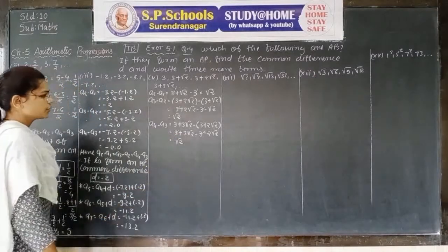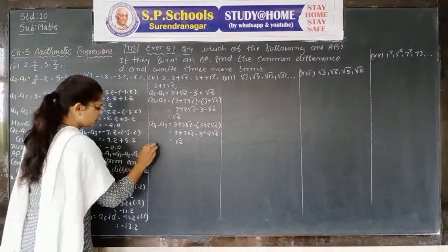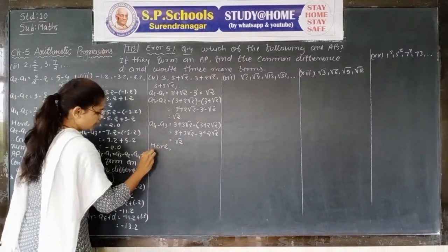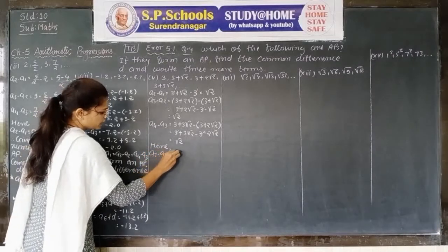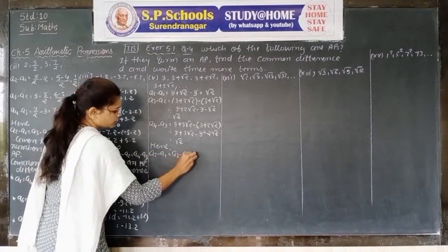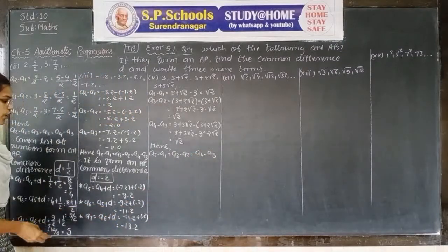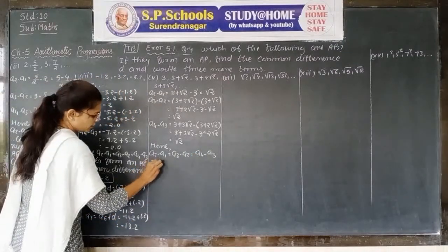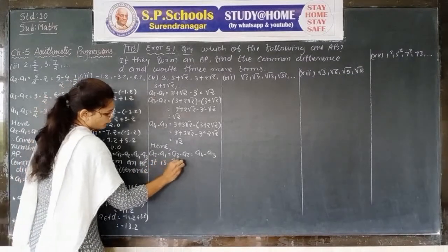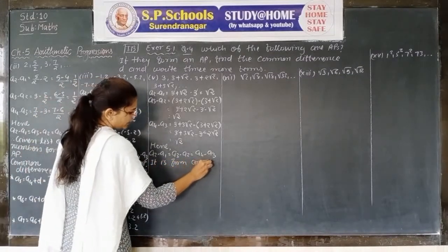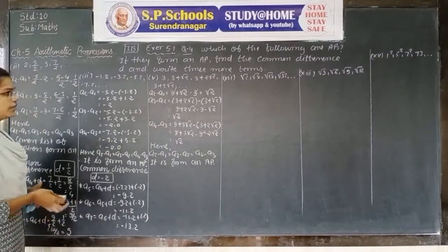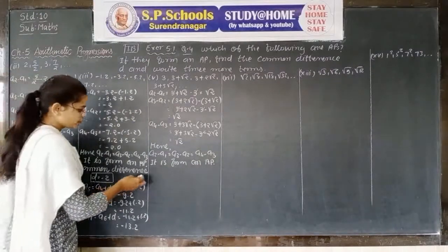Here the differences between the consecutive terms are equal. Here a2 minus a1 is equal to a3 minus a2 is equal to a4 minus a3. That's why it forms an AP. We write the common difference and the next three terms.